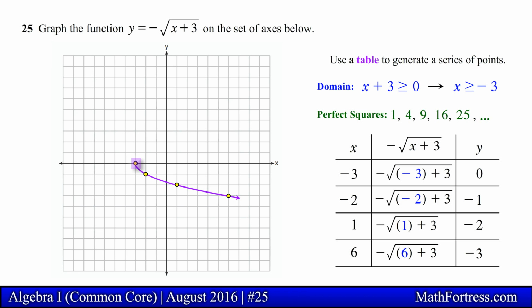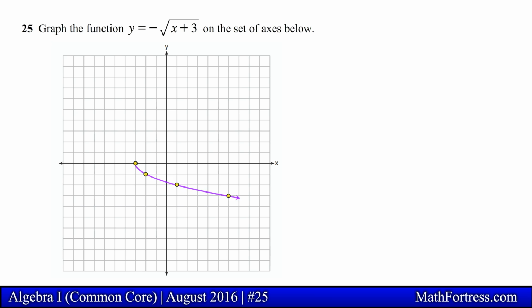Notice that the leftmost endpoint of the function is a closed circle, since the domain of the function is restricted to values of x that are greater than or equal to negative 3. So we should not have any points plotted to the left of negative 3, nor should we have an arrow pointing to the left of negative 3.